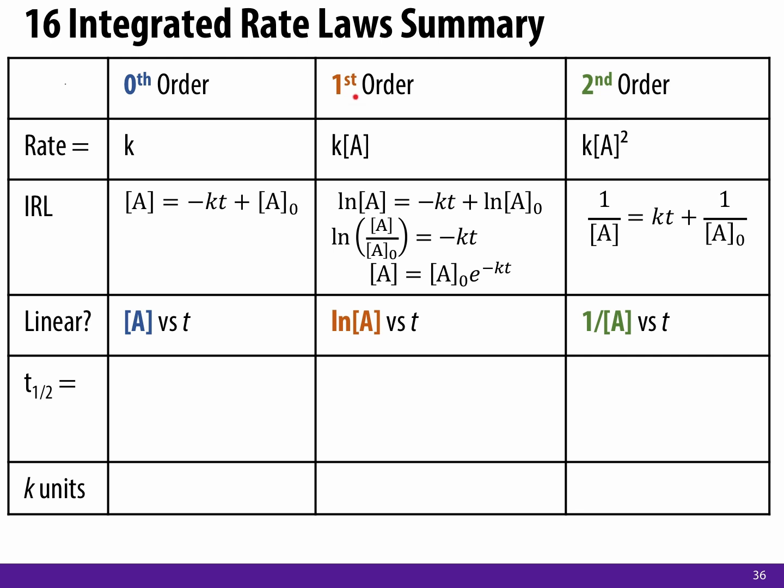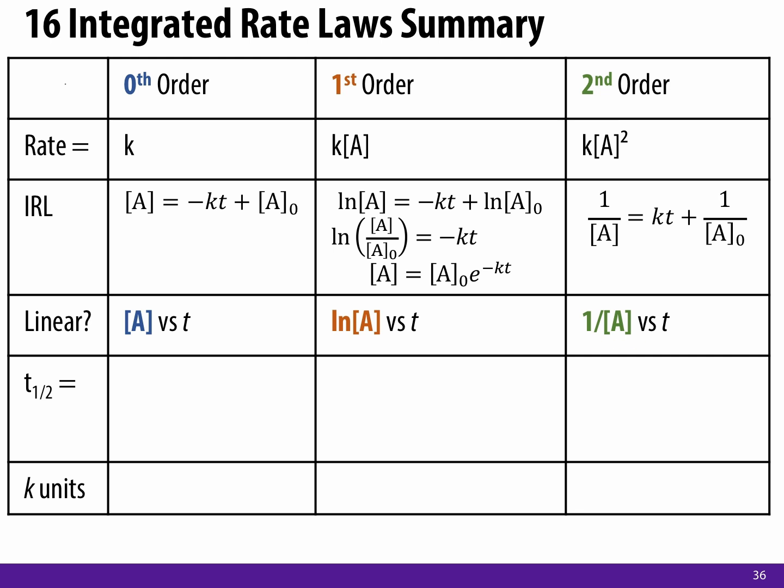Anything that has ln of A and t in it, like this, or again, since e to the power of is the inverse of ln, this exponential one is also the logarithm exponential type equation. Those are all ln of A versus t integrated rate laws. Then for second order, the one with 1 over A in it is the second order integrated rate law. So a little bit to memorize, but really only this key fact.